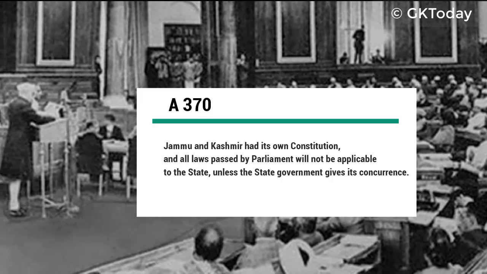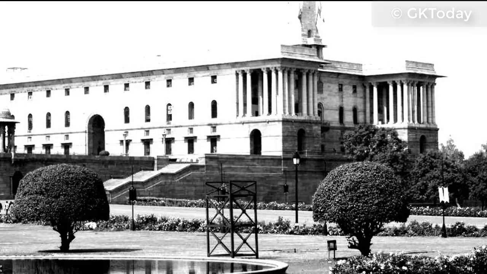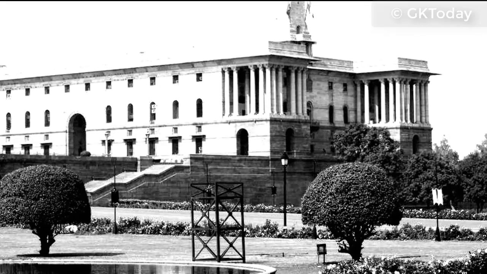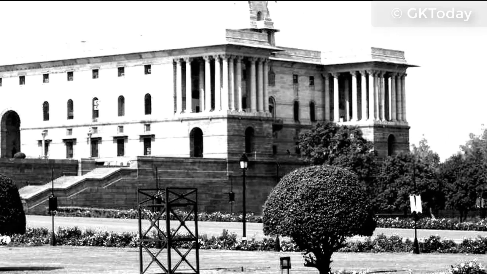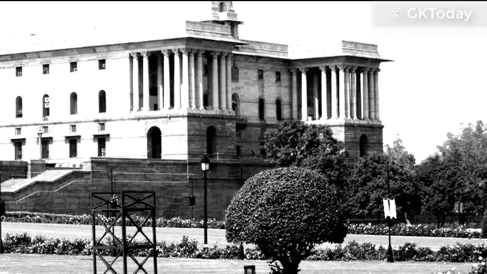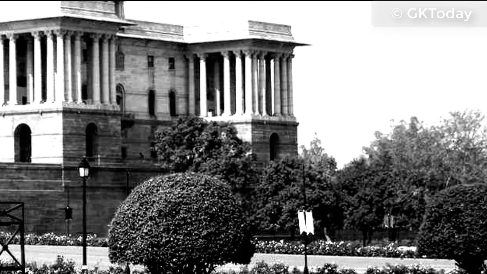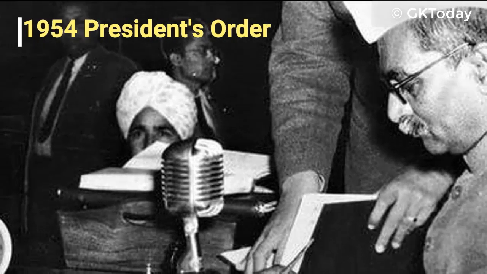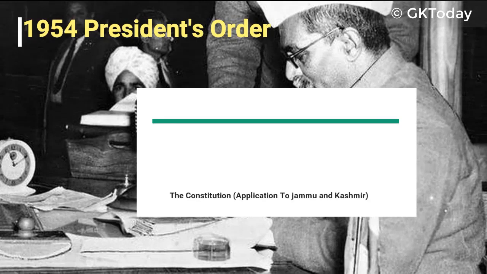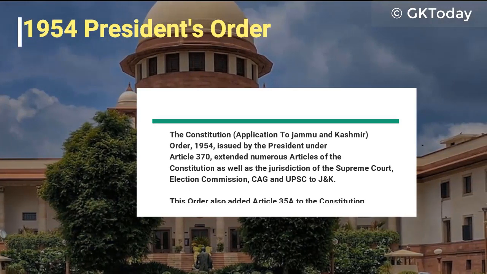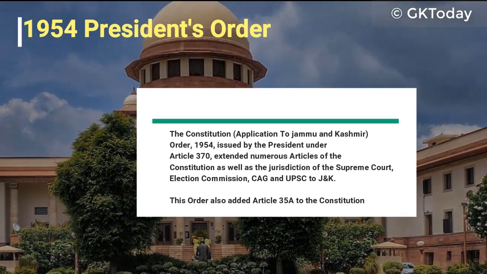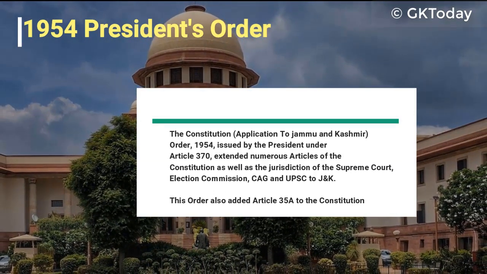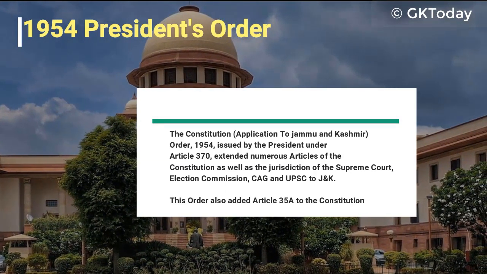The special status of Jammu and Kashmir meant that only two articles of the Indian Constitution were applicable, Article 1 and Article 370. Only these two articles were applicable. Later, through a presidential order in 1954, the President extended numerous articles of the Indian Constitution to the state of Jammu and Kashmir. Apart from that, the jurisdiction of the Supreme Court, Election Commission and UPSC was extended to Jammu and Kashmir. This presidential order also added Article 35A.